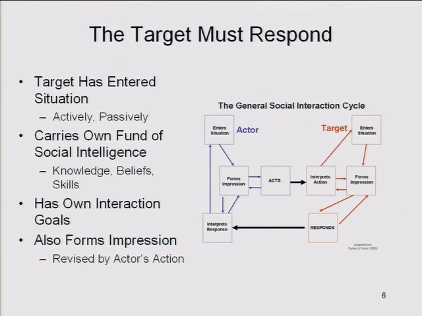Moreover, he's got his own goals. Maybe he's got an exam coming up on Monday and he really wants to study Friday night. Maybe he's already involved with somebody. Whatever his goals are, they're also brought to bear on the situation. And he's also forming an impression of the actor, the woman who's the other partner in the social situation. First, he already knows her a little bit, so he's got that impression, and then an impression that is revised by whatever action the actor took to begin with.